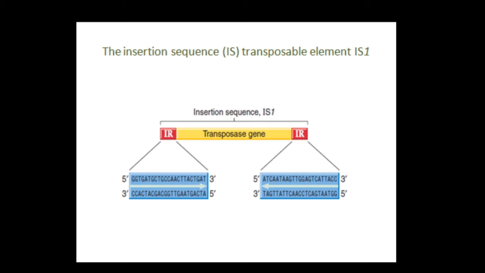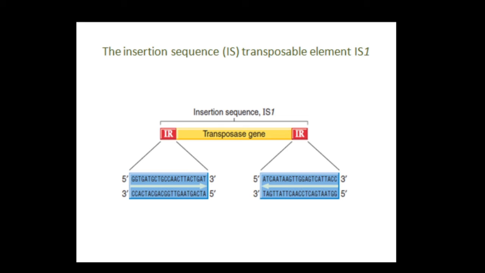An IS element in prokaryotes is the simplest transposable element that contains only the genes required for mobilizing the element and inserting it into a chromosome at a new location. IS elements are normal constituents of bacterial chromosomes and plasmids.